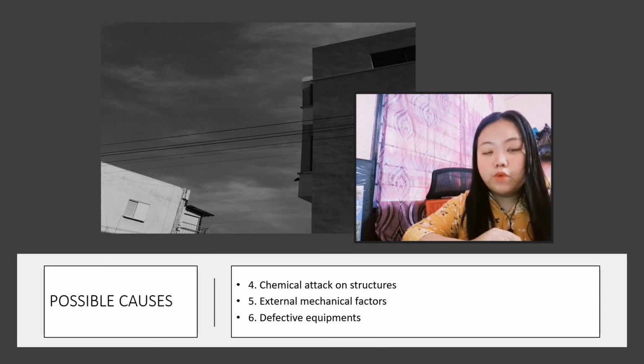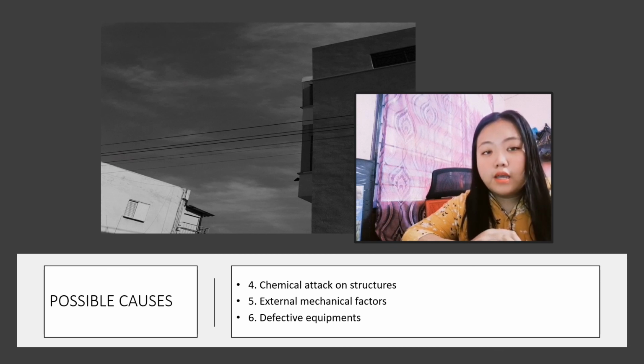The fourth one is chemical attack on structures. There are different types of chemical attacks that can significantly affect the robustness of the structure, such as chloride, sulfate, carbonation, alkali-silica reaction, and acids.